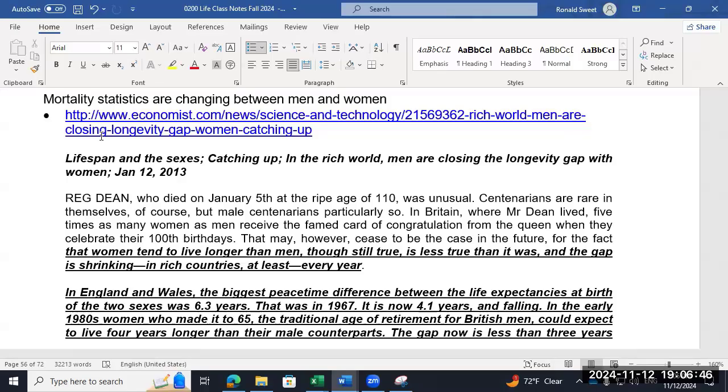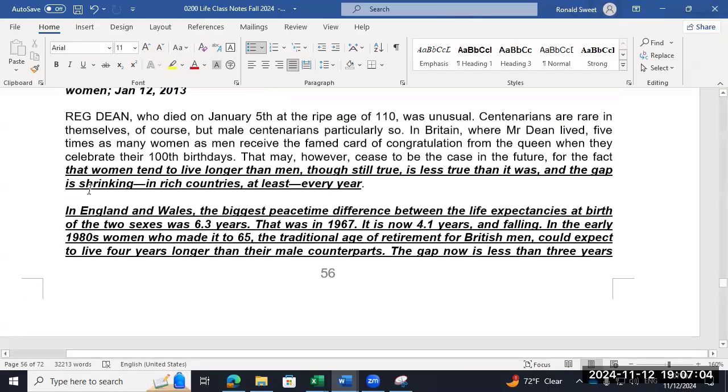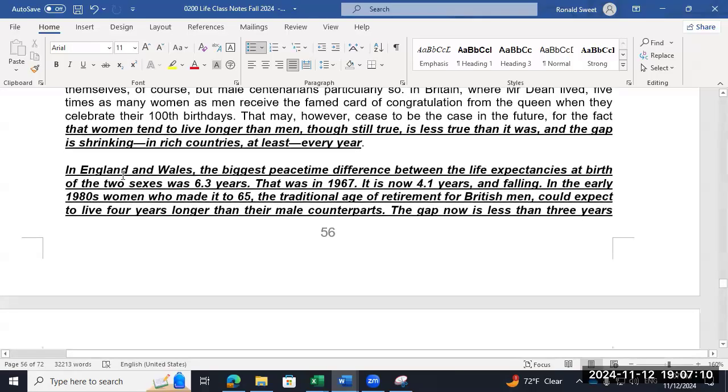Men were, up until the last five years, probably catching up with women. It wasn't that women were living shorter, although there is a little bit of that, but it really was that men were living longer. Men were doing much better. So women tend to live longer than men, but it's less true than it used to be, at least at the time this article was written.